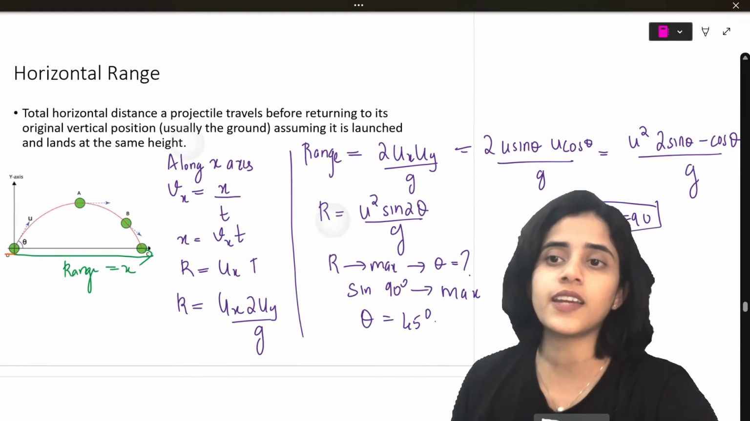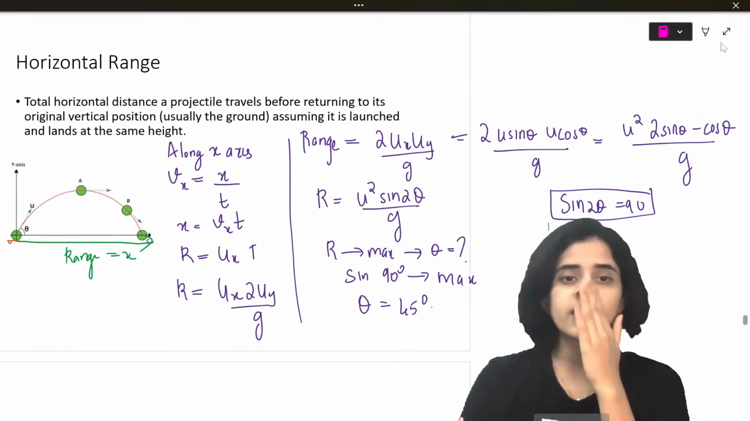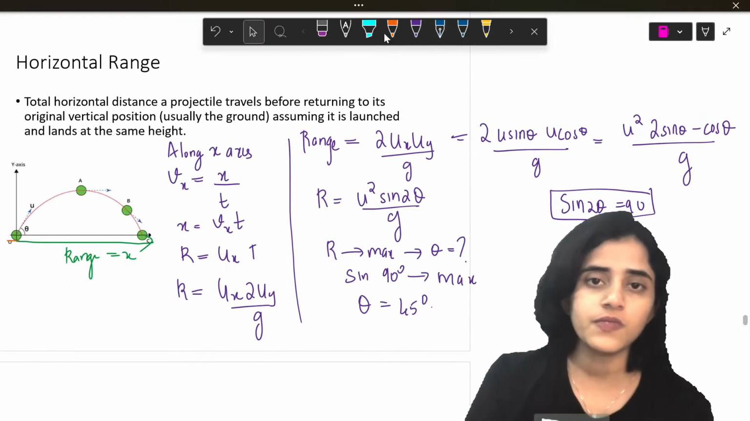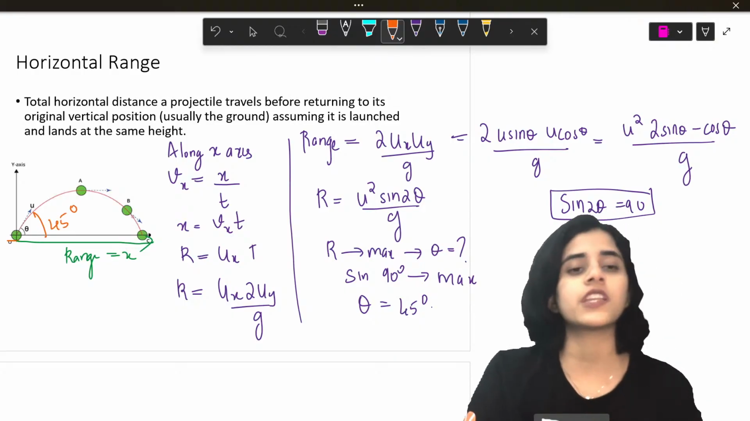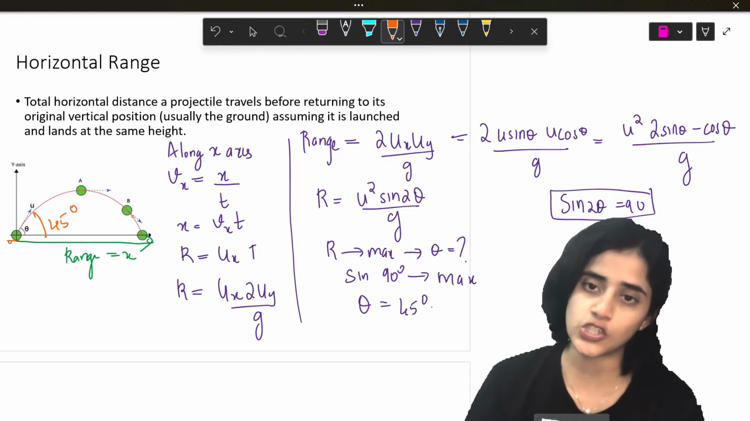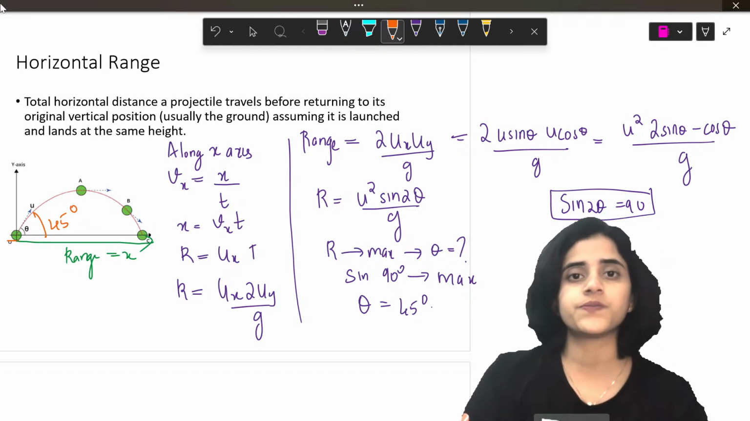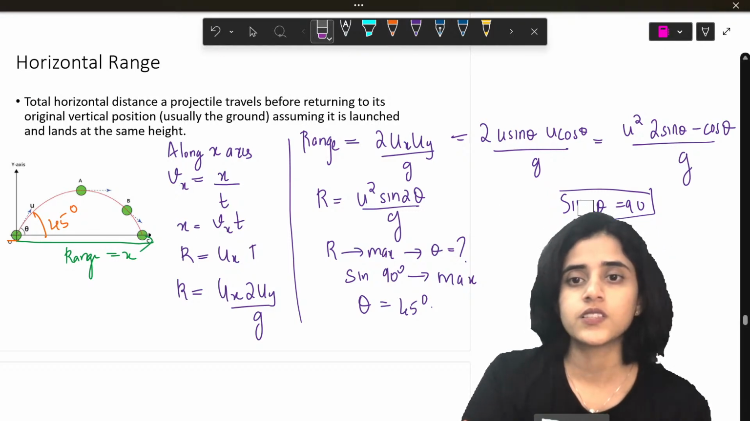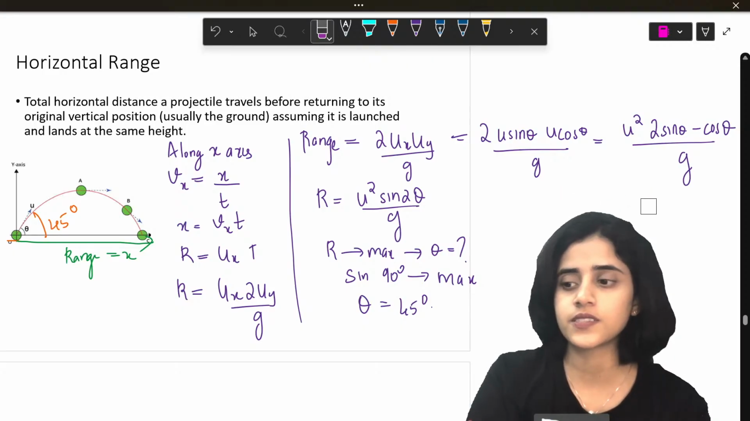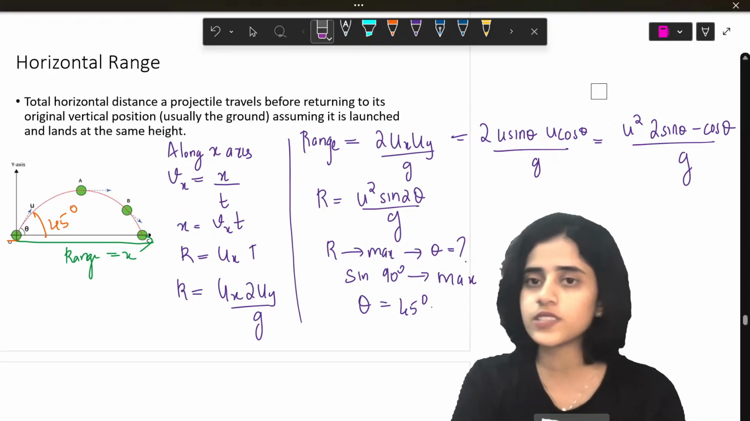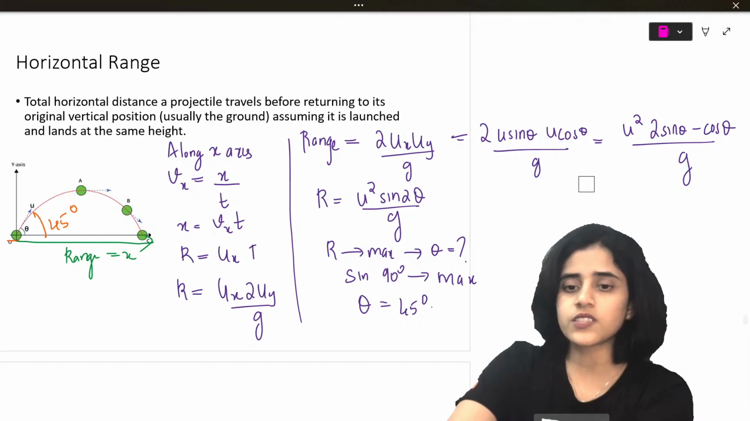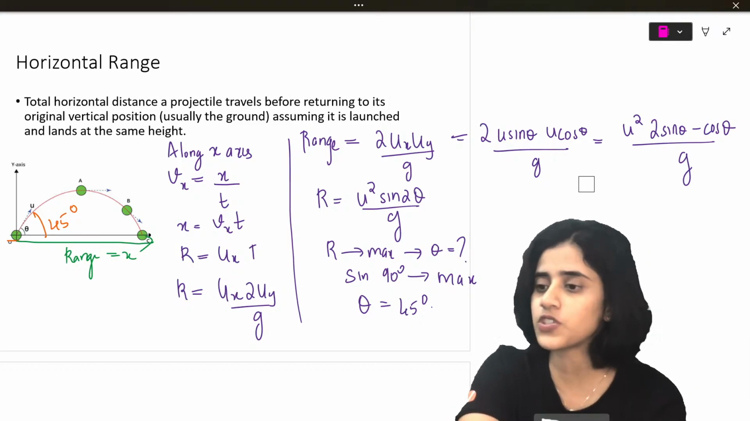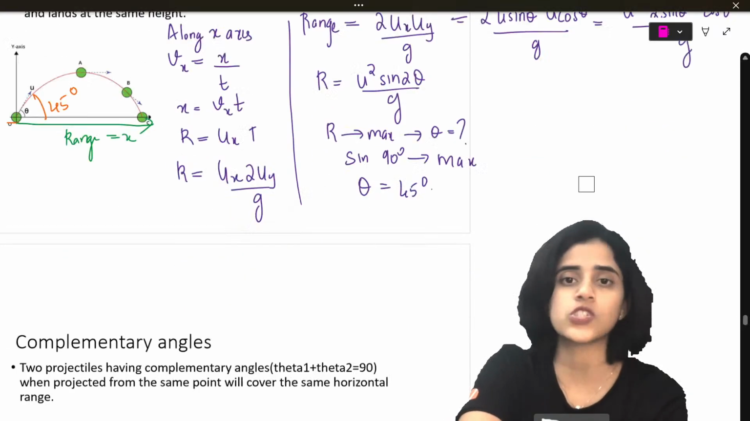Do you understand that? Yes. So this angle theta should be 45 degree for maximum range. So let's erase this part. Any doubts here, students? Okay. So this is maximum. This is the derivation for horizontal range.